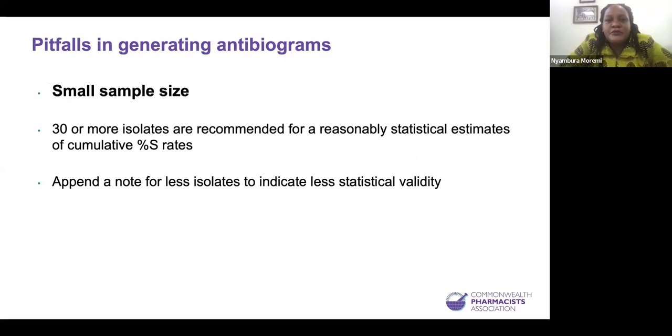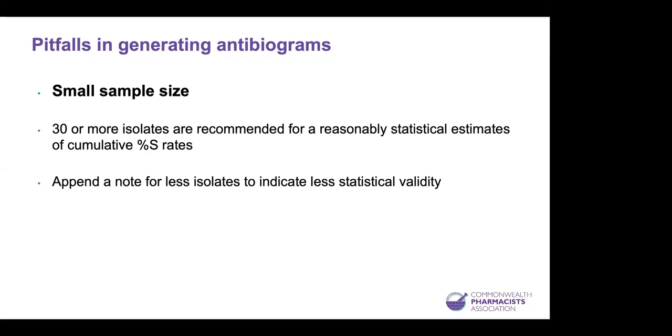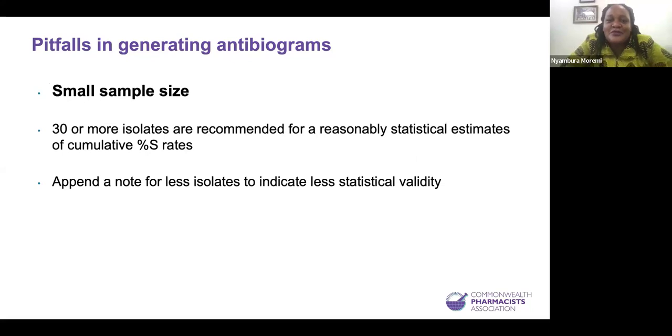Another common pitfall: sometimes you find people have created antibiograms, but the isolates, for instance, are fewer than 30. So again, this is not statistically representative in the way we wish to have this representation, so that we can cover all patients in that particular facility empirically.